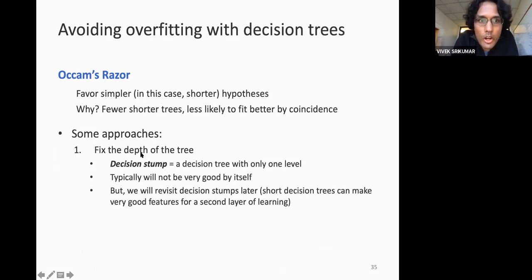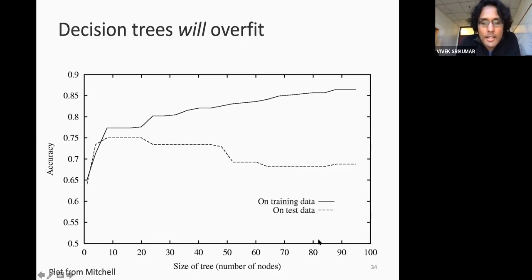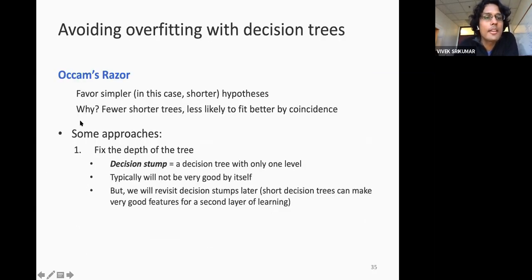This is the idea of Occam's razor. With decision trees, notice that bigger trees tend to overfit. Occam's razor says favor simpler hypotheses. So shorter trees: there are fewer shorter trees. As a result, it's less likely to fit the noise by just accident. So if we only consider smaller trees and you get good enough performance, then there's less chance that you have fit the noise. So you might probably be better off considering only the smaller trees.